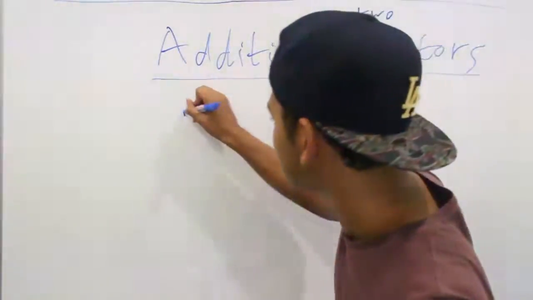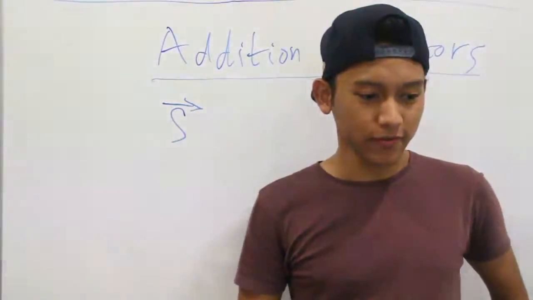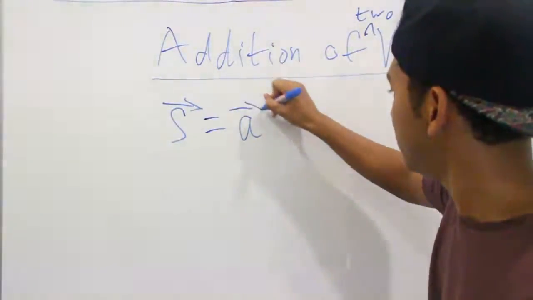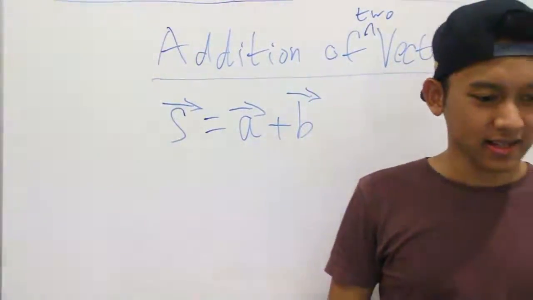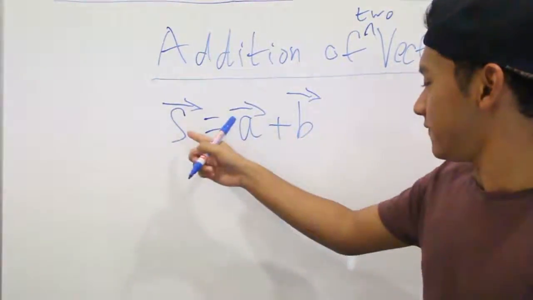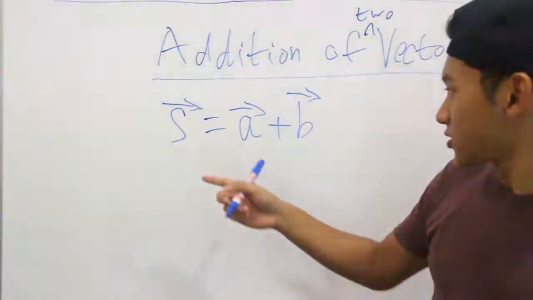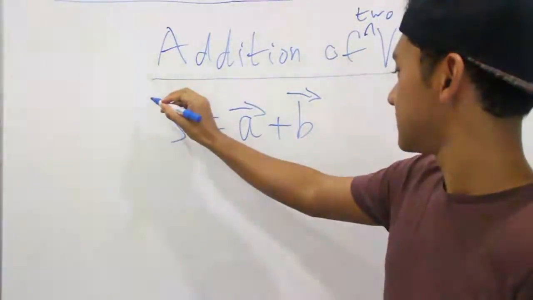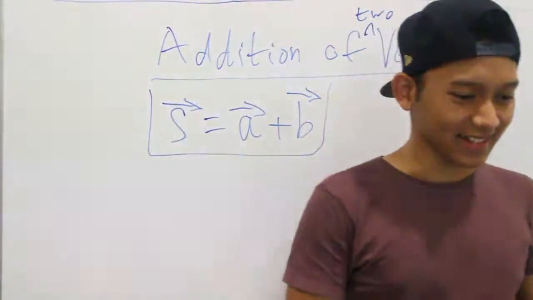The vector addition S of 2 vectors, vector A and vector B, is denoted by A plus B. Vector S is the addition of vector A and B, and this is called the sum of A and B. This is basically the general rule.